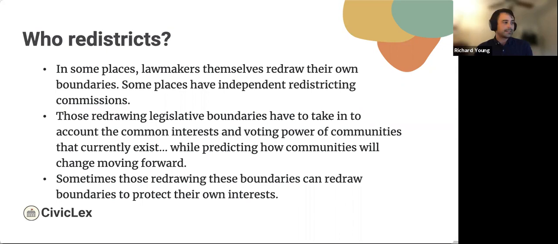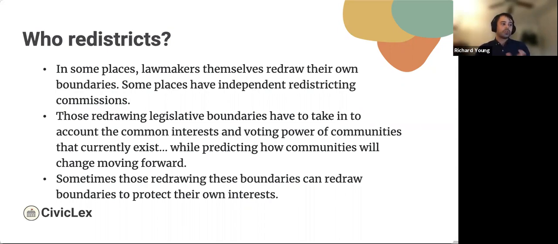So these legislative boundaries, when they are redrawn, there are a lot of elements that have to be taken into account, right? The common interests and voting powers of communities as they currently exist, but it also has to predict how things are going to change over the next 10 years and how populations are going to grow, shrink, or move over the next 10 years, because it only happens every 10 years. So there's a lot to take into account in redistricting generally.